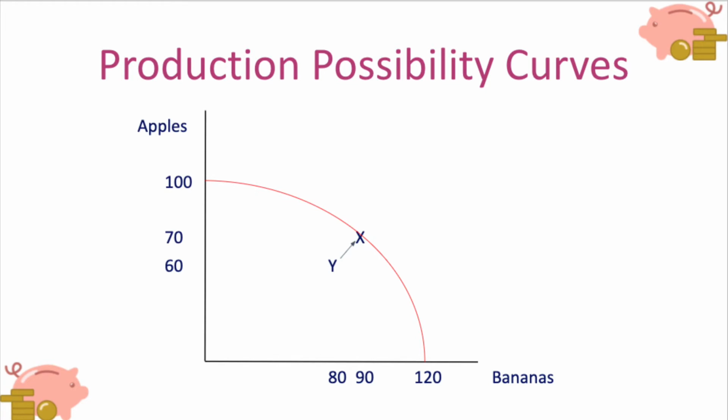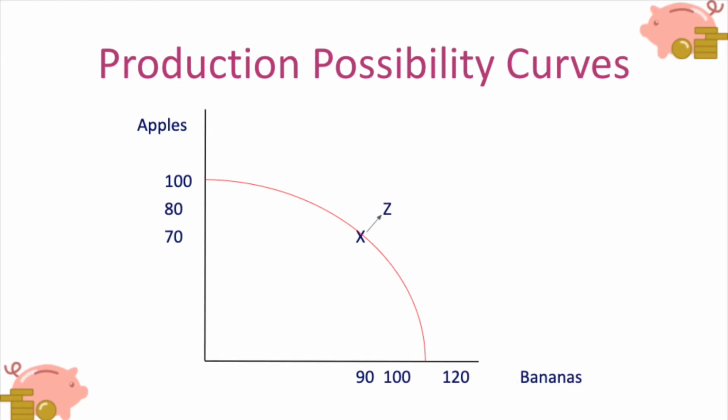Here we're moving from Y to X. We're moving from a position where we've got unemployment, where we're not using all of our factors of production, to a position where we've got full employment. So we're producing at full capacity because we're on the PPC. So here there is a reduction in the level of unemployment. So just to make this clear, a point inside the PPC shows unemployment.